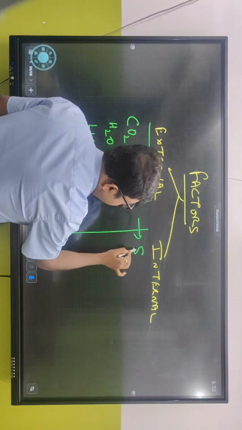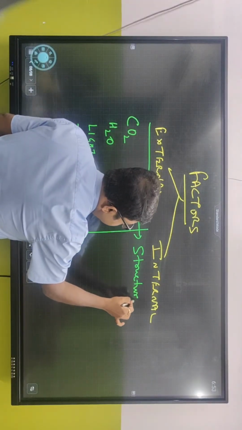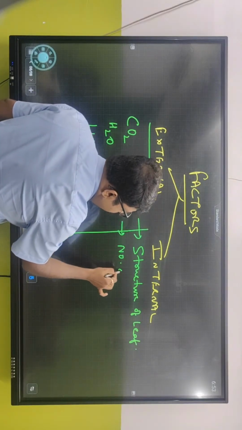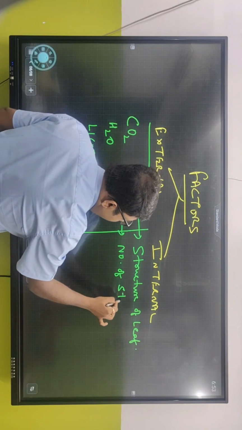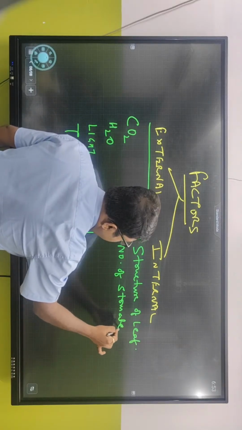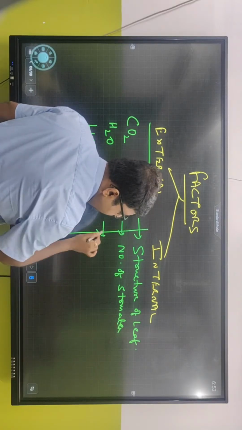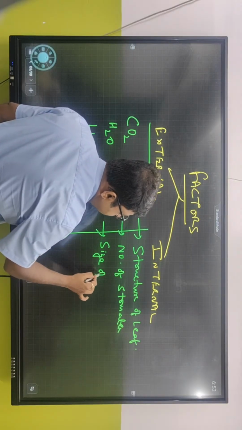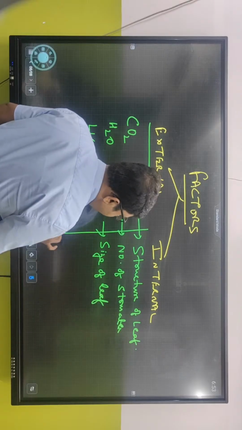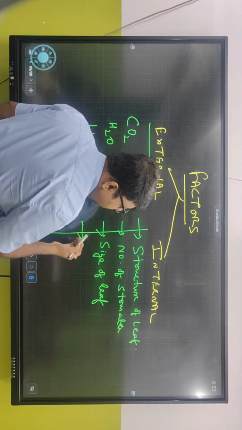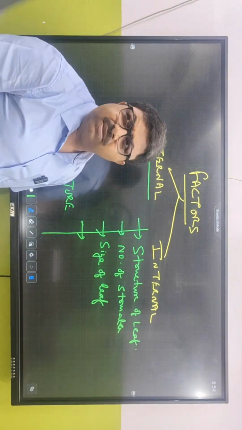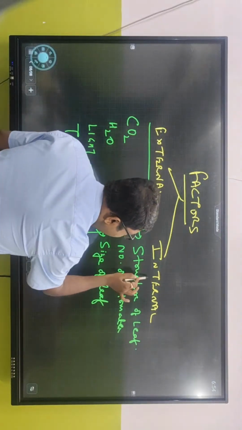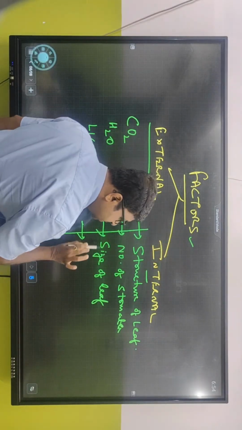The internal factor can be the structure of the leaf. Fine. The number of stomata in the leaf. Next, the size of the leaf. Are you aware? What are the internal factors? Other internal factors? Normally, for photosynthesis, what is required?